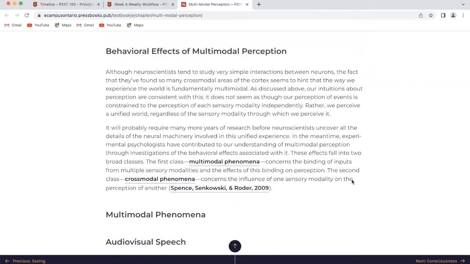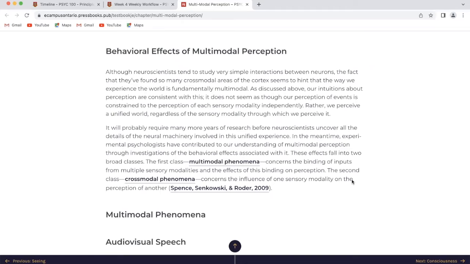Although neuroscientists tend to study very simple interactions between neurons, the fact that they found so many crossmodal areas of the cortex seems to hint that the way we experience the world is fundamentally multimodal. As discussed above, our intuitions about perception are consistent with this. It does not seem as though our perception of events is constrained to the perception of each sensory modality independently. Rather, we perceive a unified world, regardless of the sensory modality through which we perceive it.